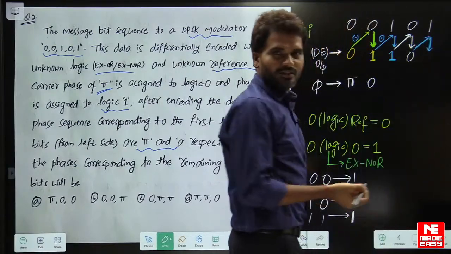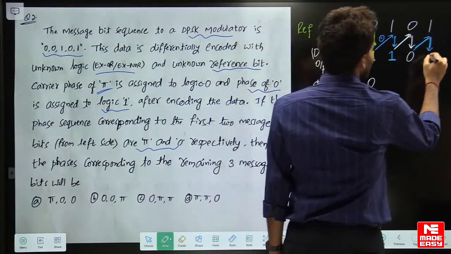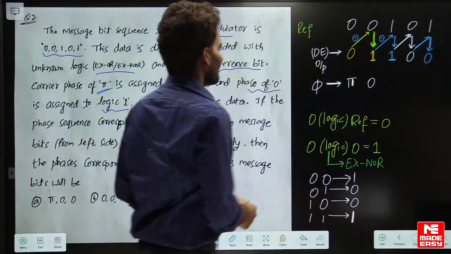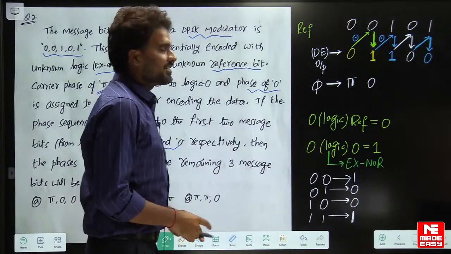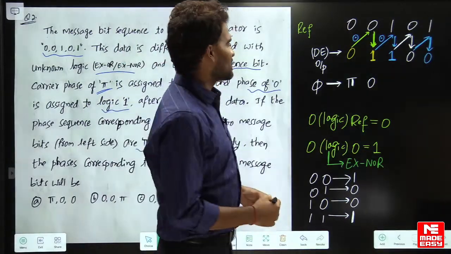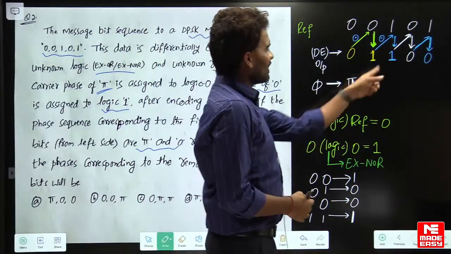So 1 XNOR with 0 will be 0. Yes, we got the remaining bits after differential encoding. So 1 0 0.